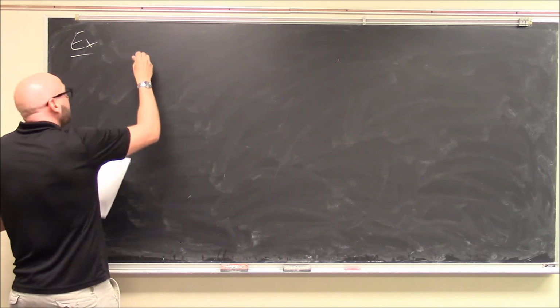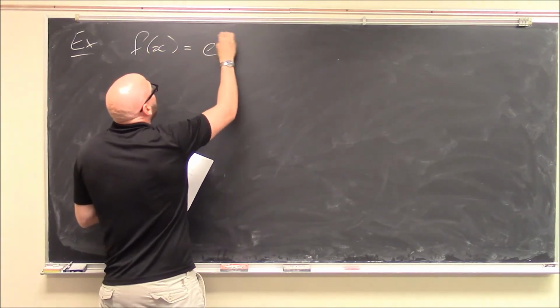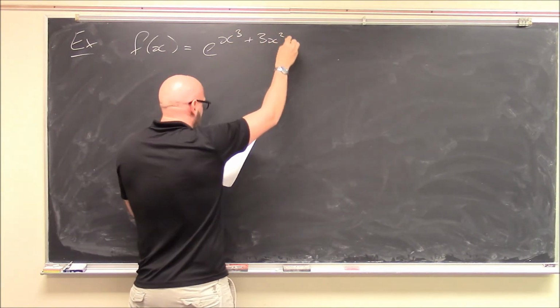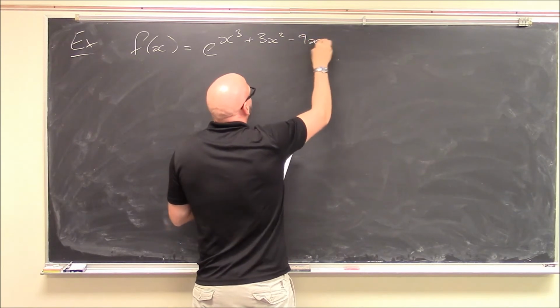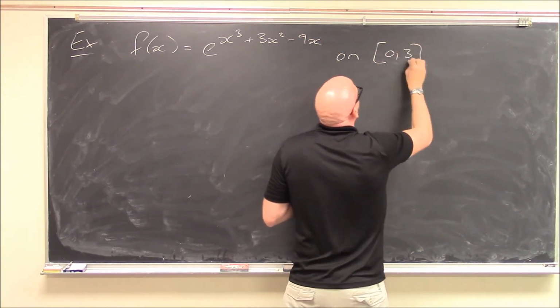So last one, here's my function. F of x is e to the x cubed plus 3x squared minus 9x on the closed interval 0 to 3.